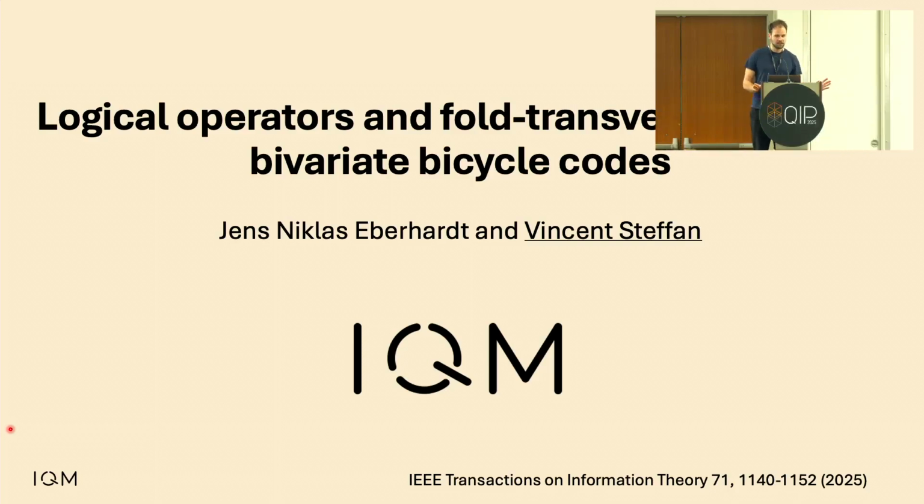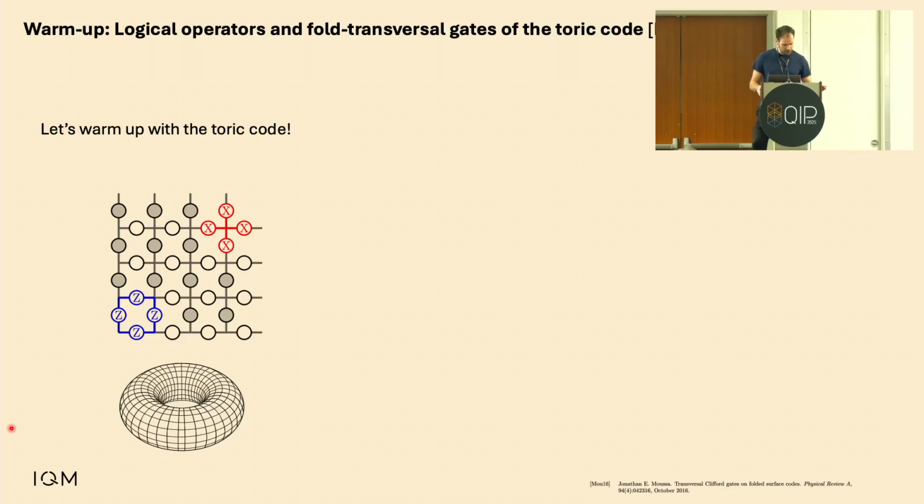And I think we had at least 2 talks already which somehow touched similar things as this talk, but I think it will still be quite nice. So I wanted to start by warming up a little bit and by kind of intuitively explaining what these fold-transversal gates are that we will talk about. And for that, I just want to look at the toric code that we all know.